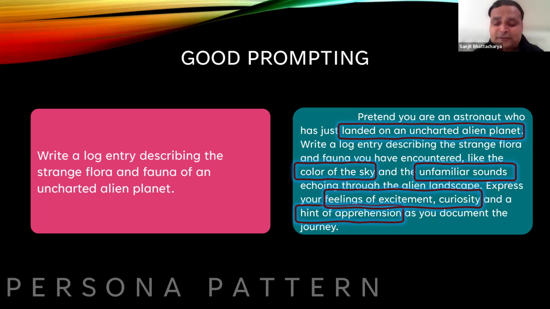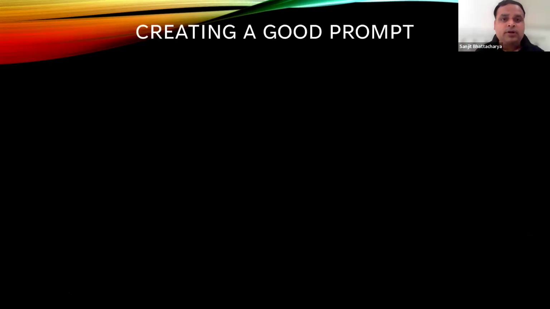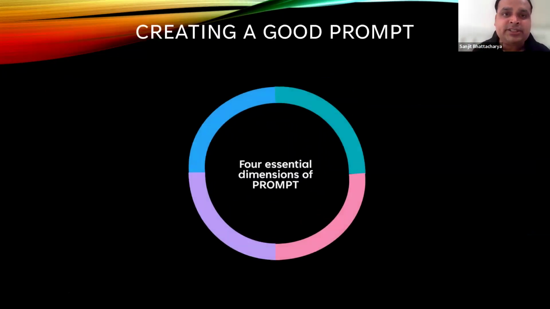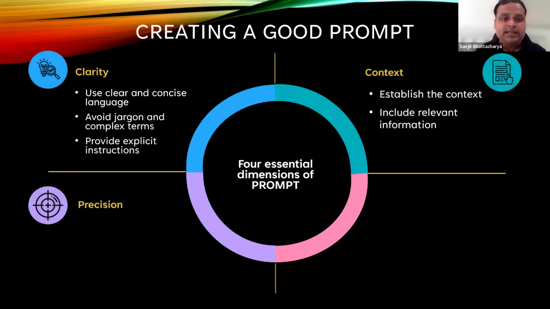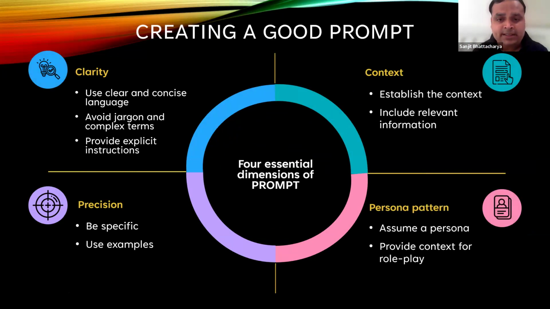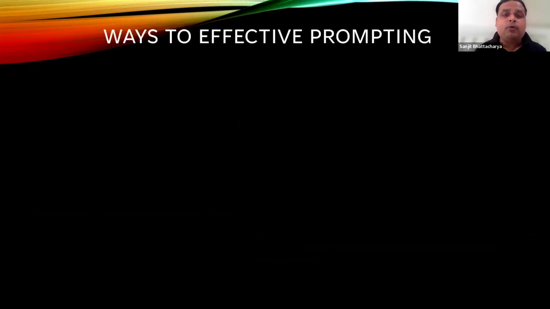Now, if you also see, pretend that you are an astronaut who is looking at an alien planet from his spacecraft, the output will be a little more different. Okay, so this is how the four essentials of creating a good prompt work: clarity, content, precision, and persona pattern. All right. Okay, let's quickly move forward and see what are the ways of effectively writing a prompt.